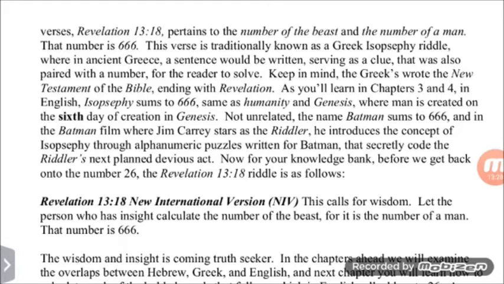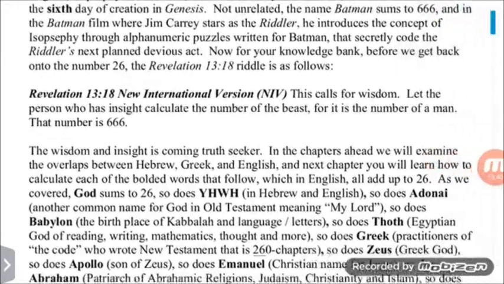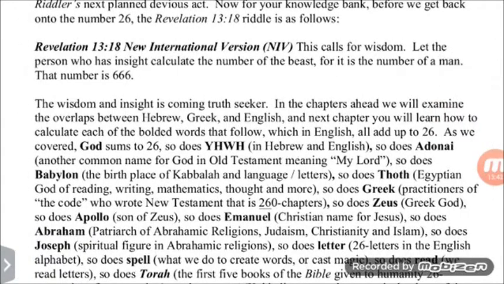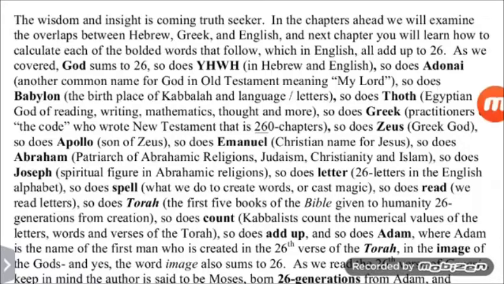Now for your knowledge bank, before we get back onto the number 26, the Revelation 13:18 riddle is as follows. Revelation 13:18, New International Version: This calls for wisdom. Let the person who has insight calculate the number of the beast, for it is the number of a man. That number is 666. The wisdom and insight is coming, truth seeker. In the chapters ahead, we will examine the overlaps between Hebrew, Greek, and English. In the next chapter, you will learn how to calculate each of the bolded words that follow, which in English all add up to 26.